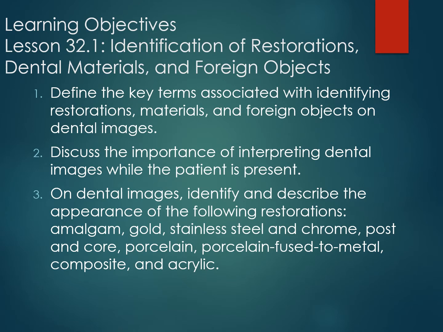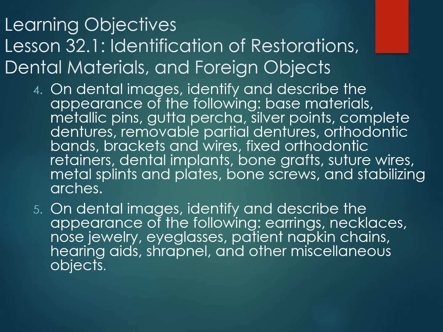And on dental images, identify and describe the appearance of the following restorations: amalgam, gold, stainless steel and chrome, post and core, porcelain, porcelain fused to metal, composite, and acrylic. On dental images, identify and describe the appearance of the following: base materials, metallic pins, gutta percha, silver points, complete dentures, removable partial dentures, orthodontic bands, brackets and wires, fixed orthodontic retainers, dental implants, bone grafts, suture wires, metal splints and plates, bone screws and stabilizing arches.